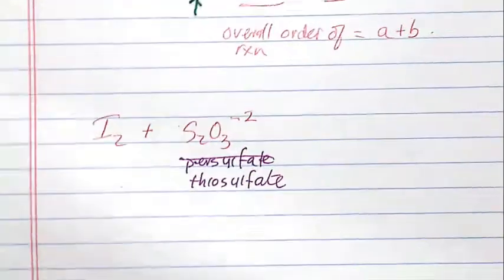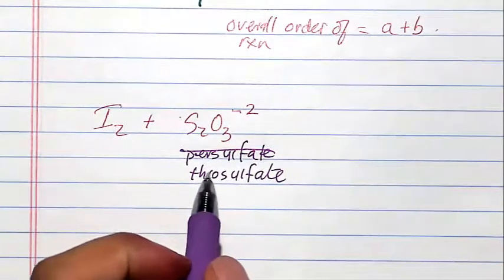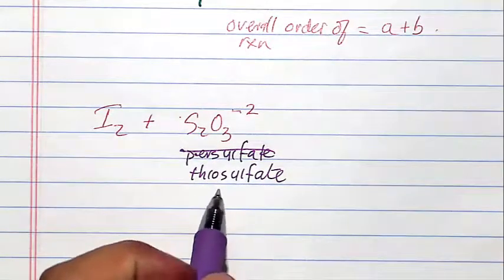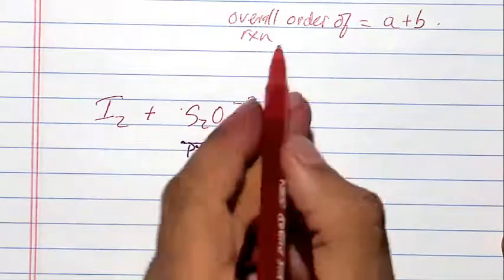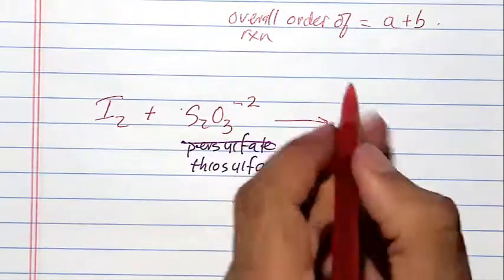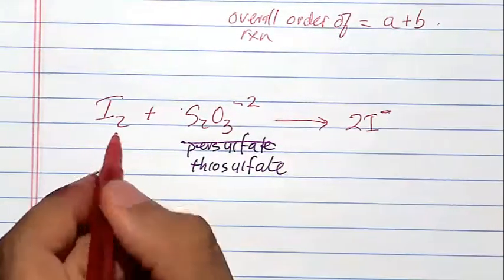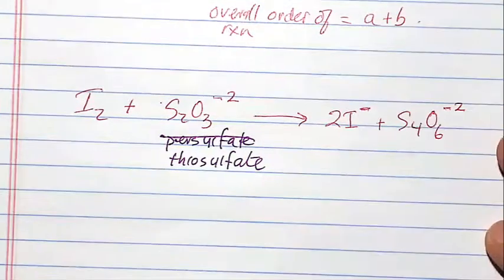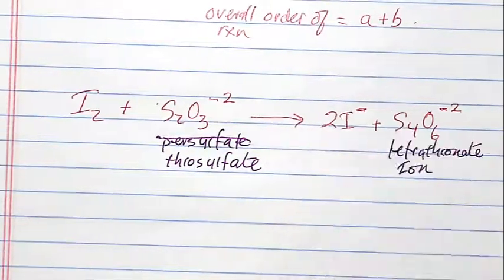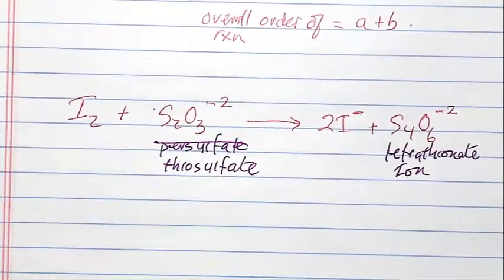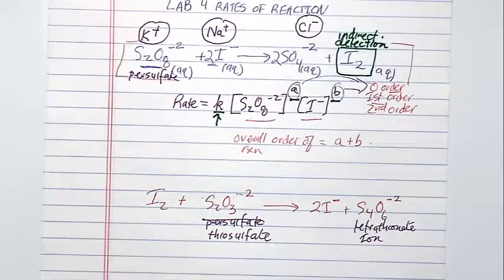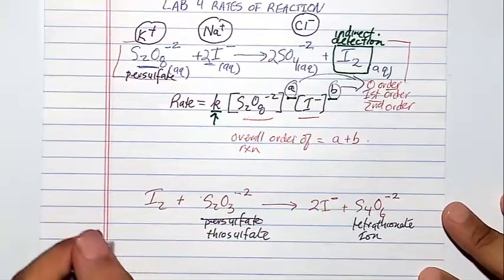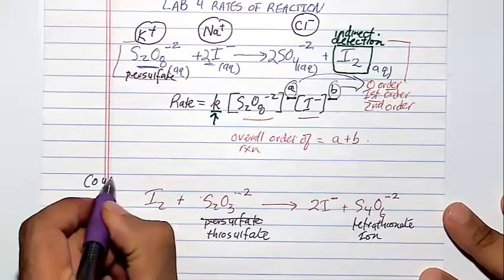So reaction 2, or the coupling reaction, is the iodine reacting with the thiosulfate ion, and the product yielded is 2I minus, to balance out the iodine, plus S4O6 2 minus. This S4O6 2 minus is called the tetrathionate ion. Okay, we're not interested in reaction 2. We really are interested in reaction 1. But this is a coupling reaction.